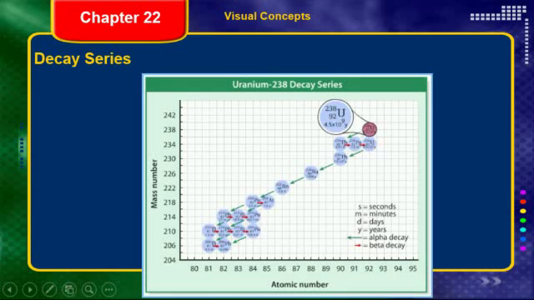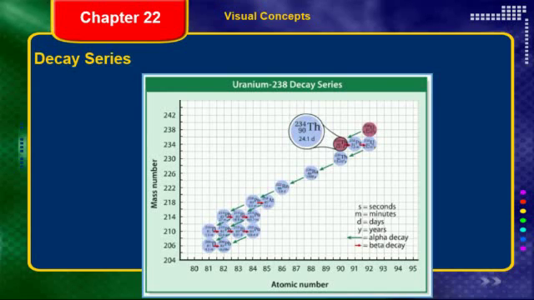Radioactive nuclei undergo a set of transformations until they decay into stable nuclei. Uranium-238, for instance, decays to lead-206 after many steps. The first step in the uranium decay series is an alpha decay. The alpha decay causes the atomic number to decrease by 2 and the atomic mass to decrease by 4, producing thorium-234. 2 beta decays cause the atomic number to increase by 2, producing uranium-234.